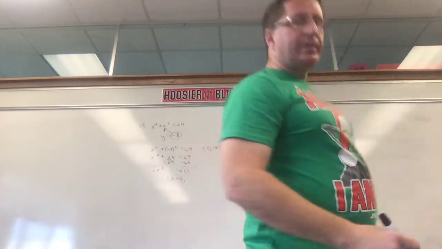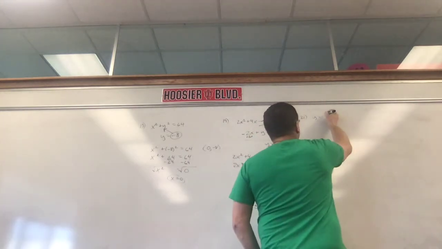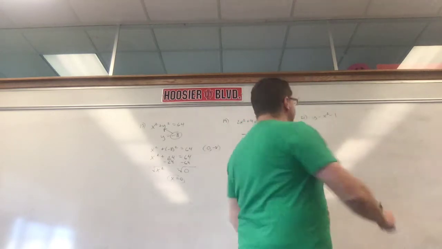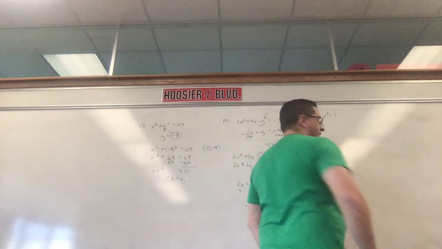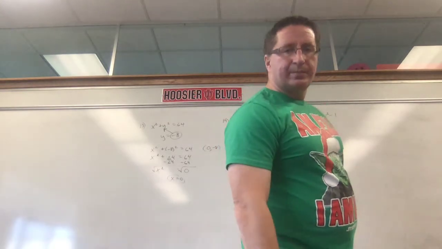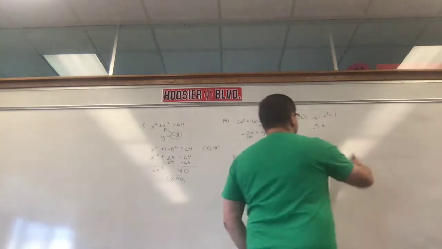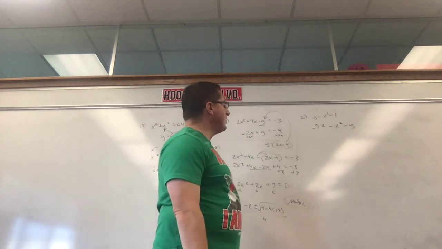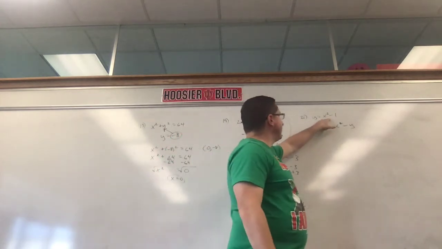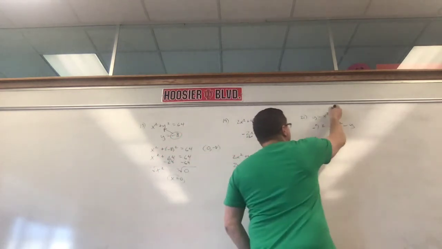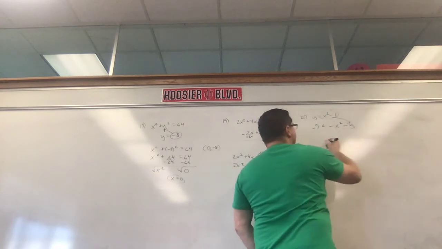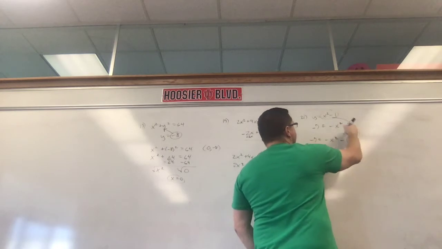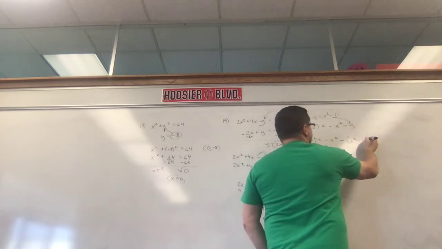So we have y equals x squared minus 1. And negative 7 equals negative x squared minus y. Okay. So we know what y is. Y is x squared minus 1. So I'm going to plug in x squared minus 1 for y into the second equation. So negative 7 equals negative x squared minus parentheses x squared minus 1.